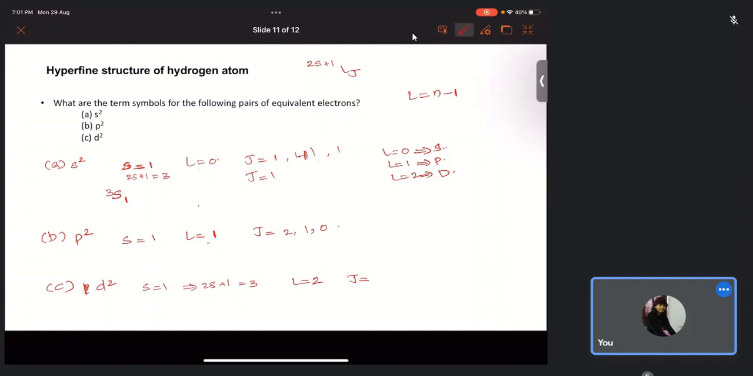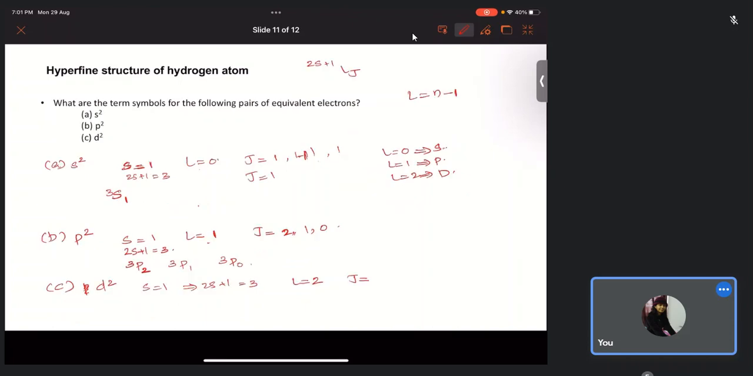And in case of p2, S is equal to 1, so 2S plus 1 is equal to 3. L is equal to 1. As L and S both are 1, you can have J values of L plus S, 2, to L minus S, 0, which is 2, 1, 0. So you can have 3P2, 3P1, 3P0.